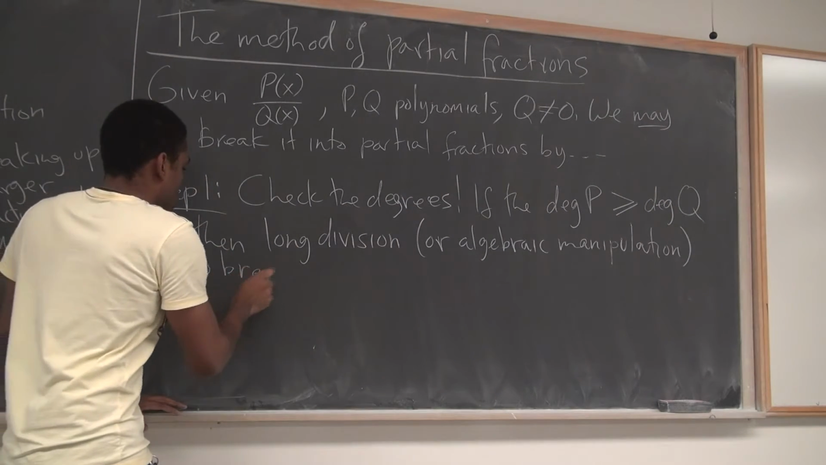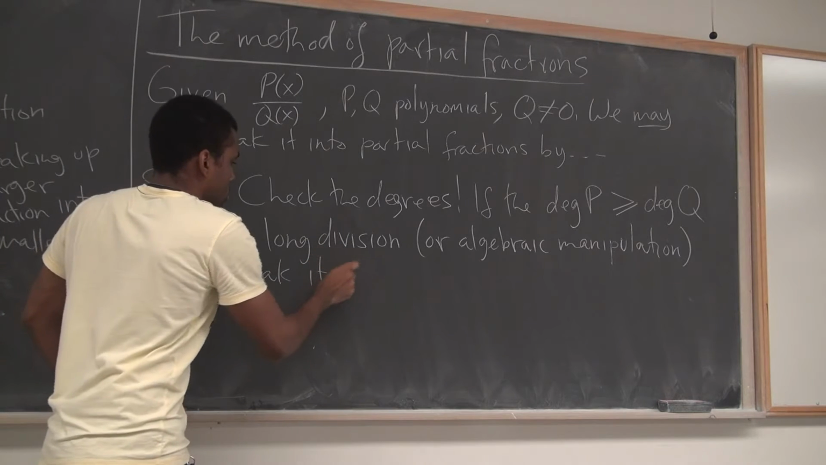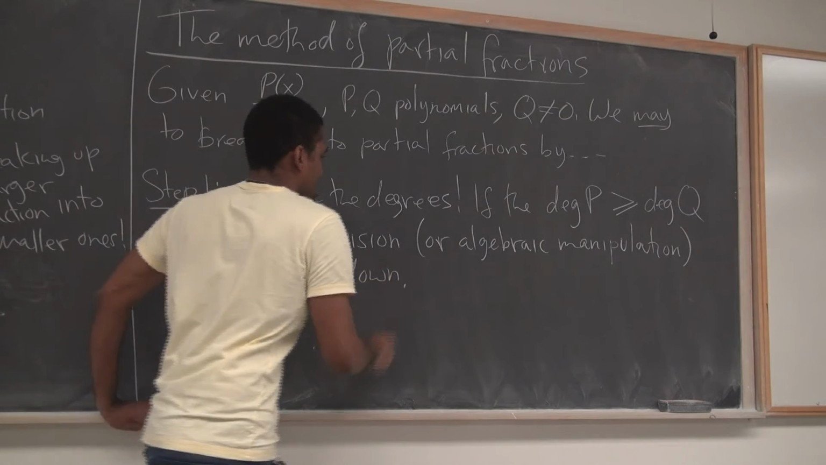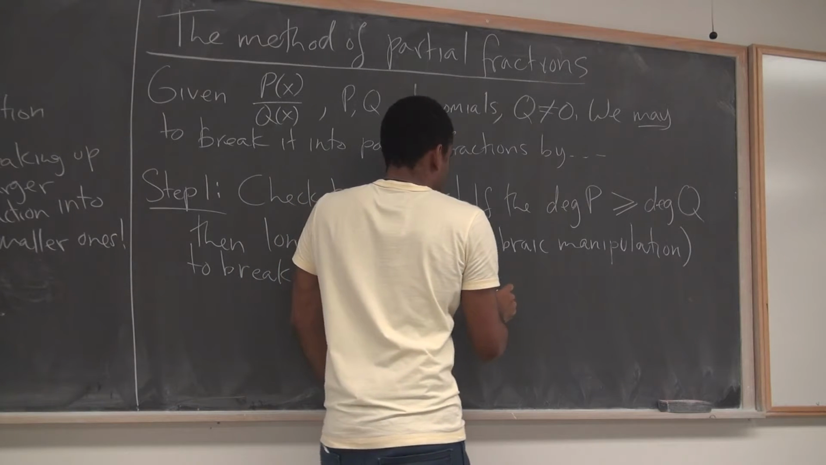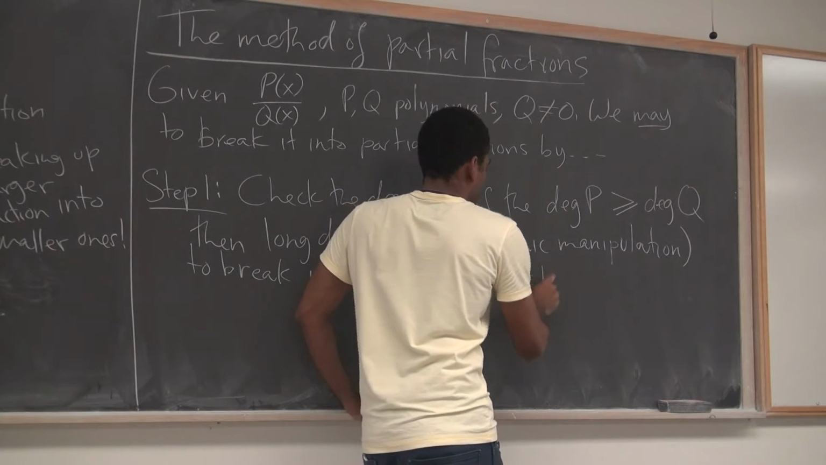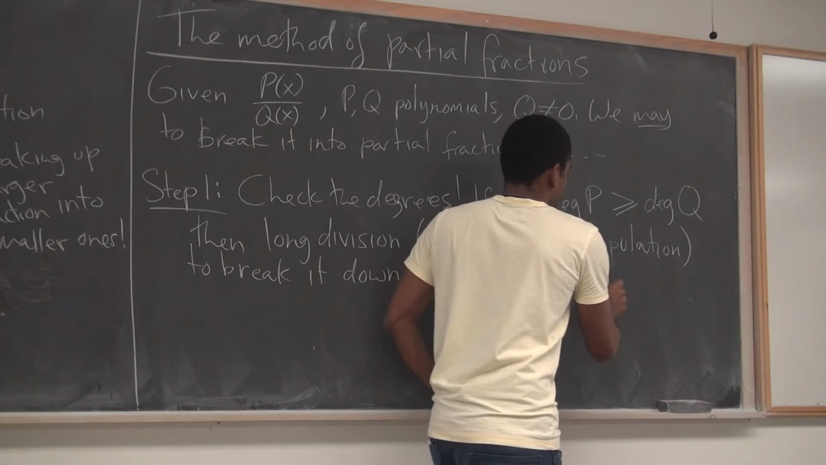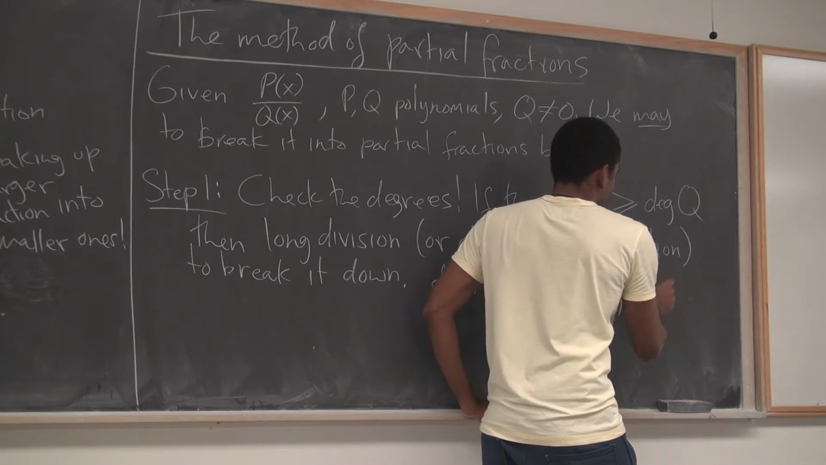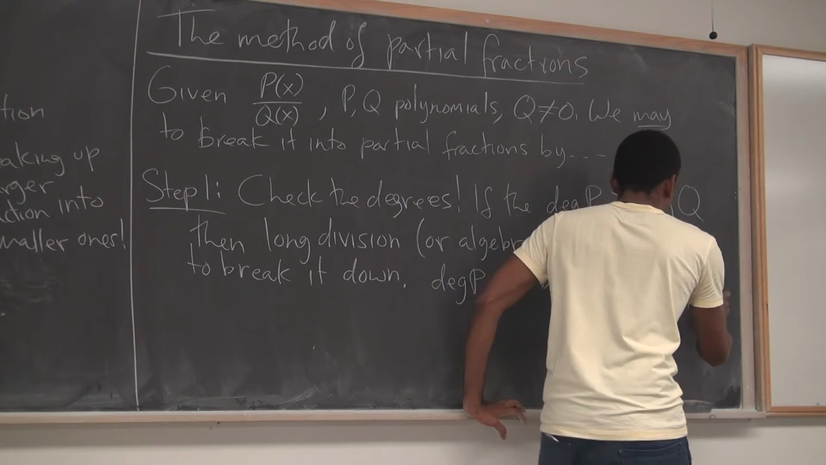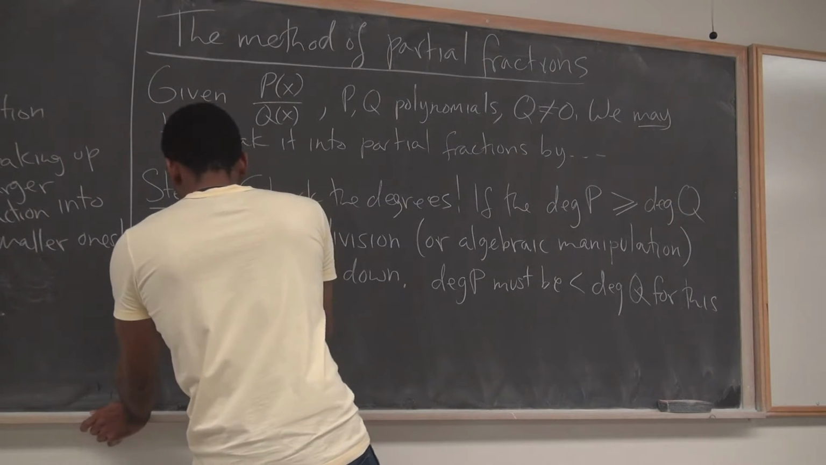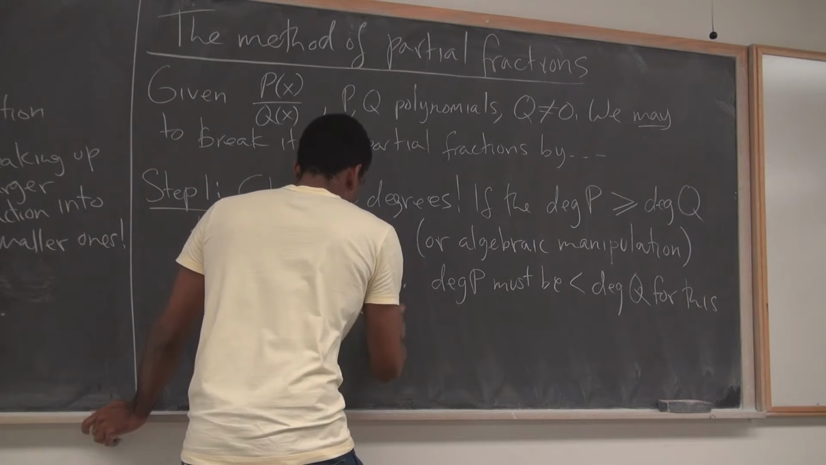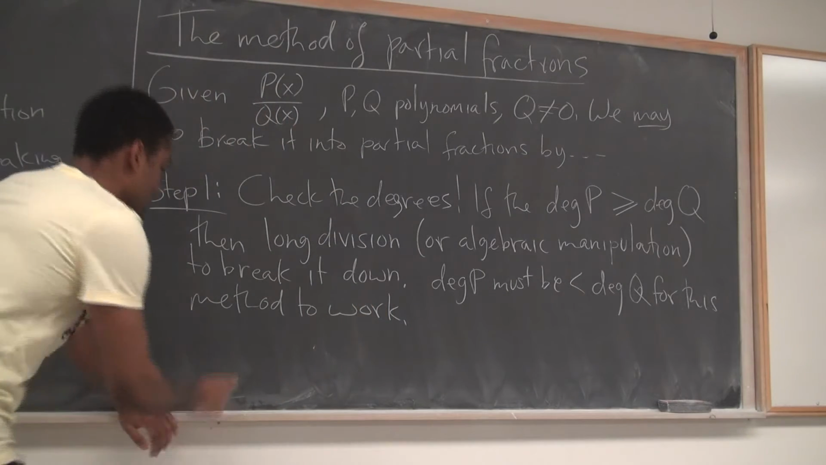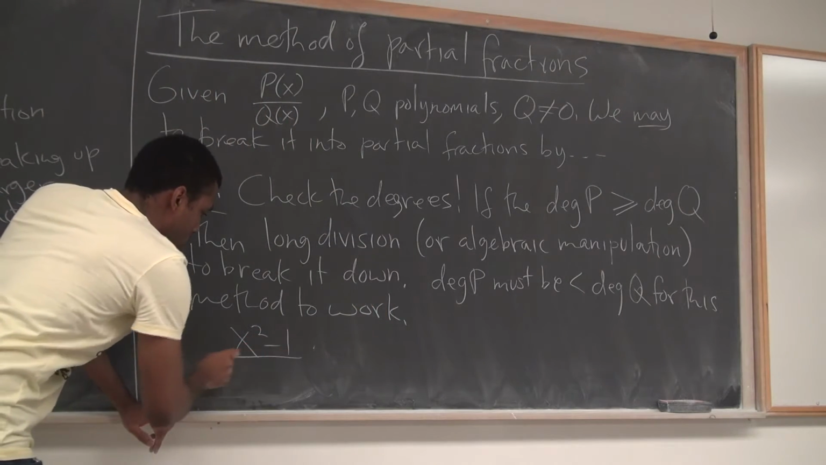To break it down. The degree of p must be less than the degree of q for this method to work. Right? So an example is like the one I told you before.